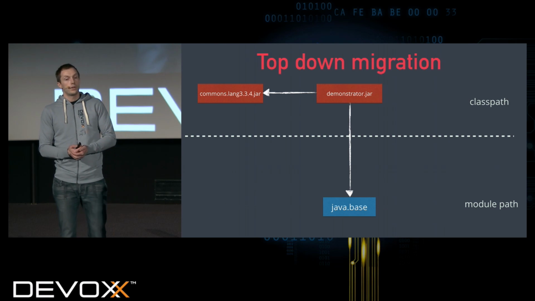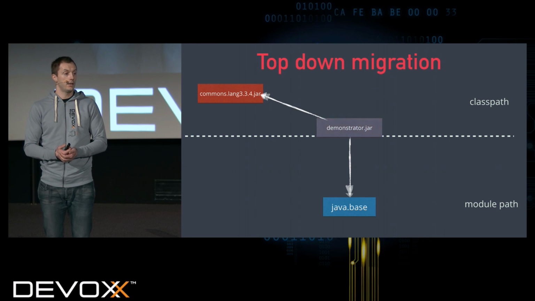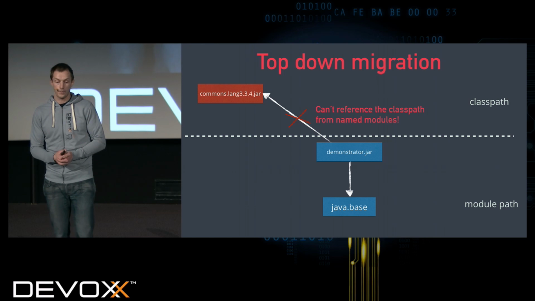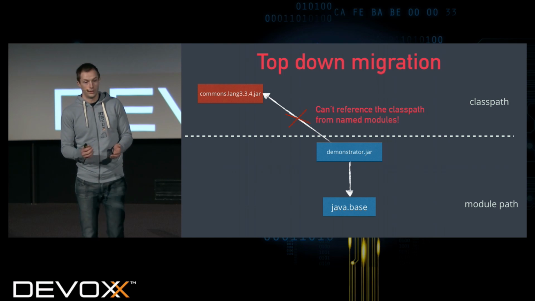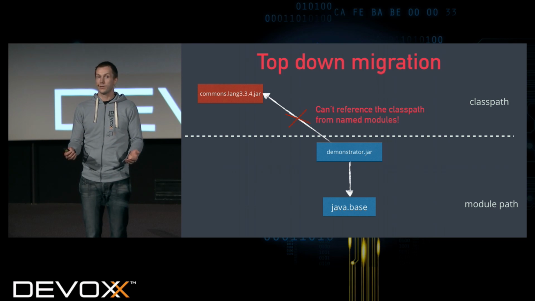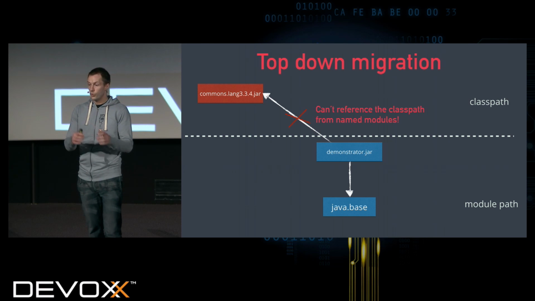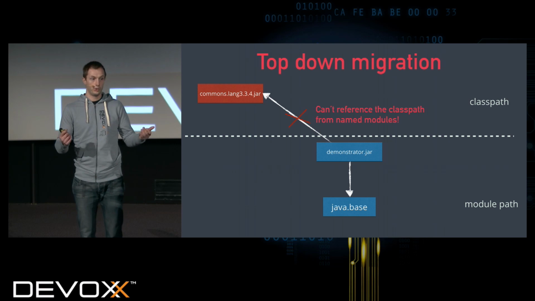But now as the next step, I want to take this code, put a module descriptor with it, and make it a valid module. But as soon as I start doing that, I run into a problem. I will notice that from my, now module, I can't actually access anything on the class path anymore. So the class path is still there in Java 9, but as soon as we move towards that module world, we can't see anything on the class path anymore. And that's a big problem because, well, what do we do now?